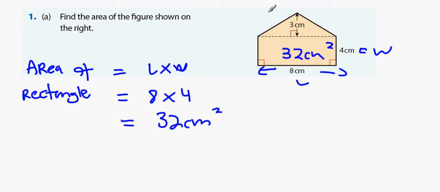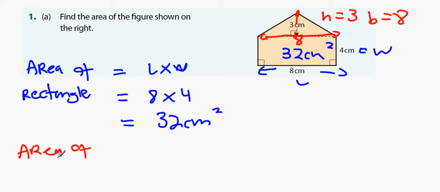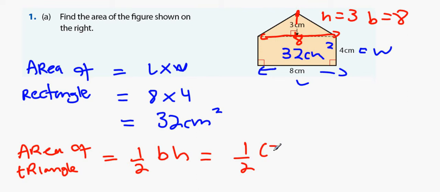Now, for the triangle, what we have is a half base by height. The base is 8 because it's the same length, and the height is 3. So h equals 3 and b equals 8. So area of a triangle is a half base by height, a half bh, which is going to be a half multiplied by 3 multiplied by 8. What that's going to get us is 12 centimeters squared.